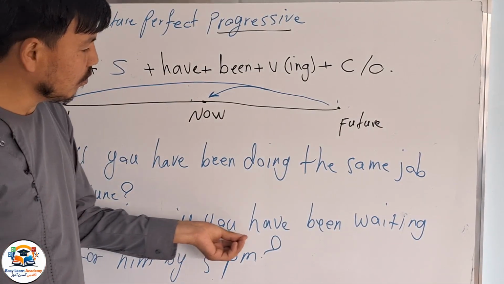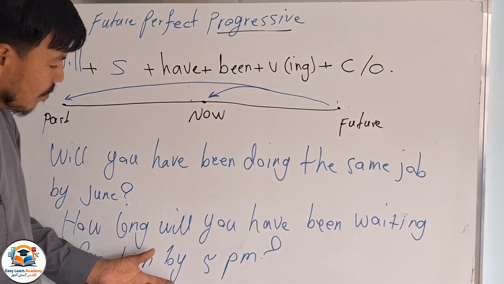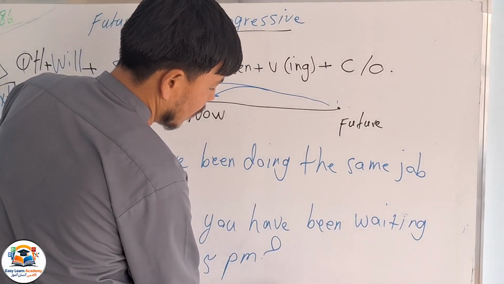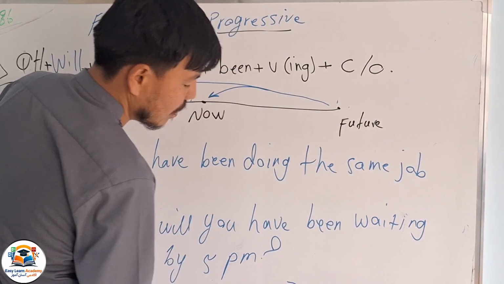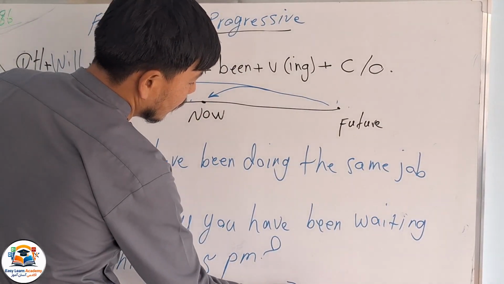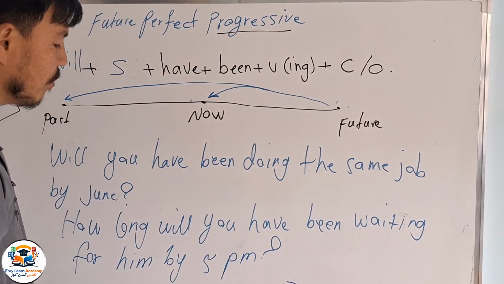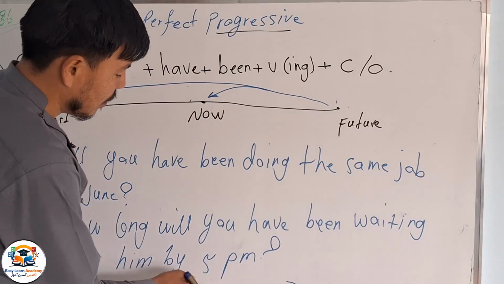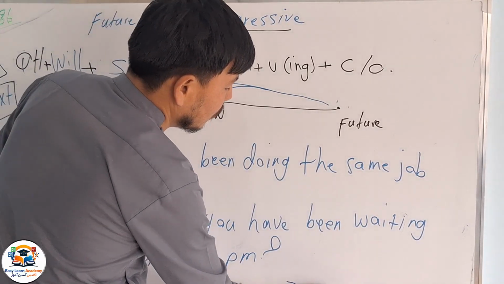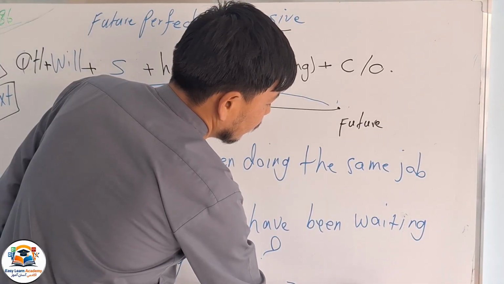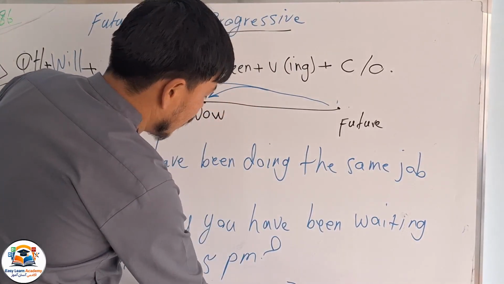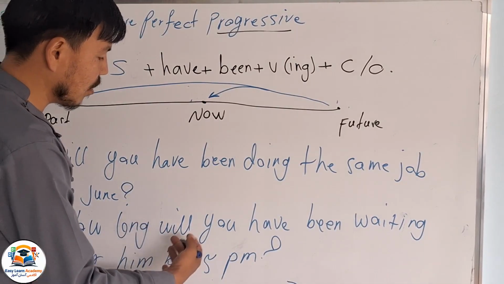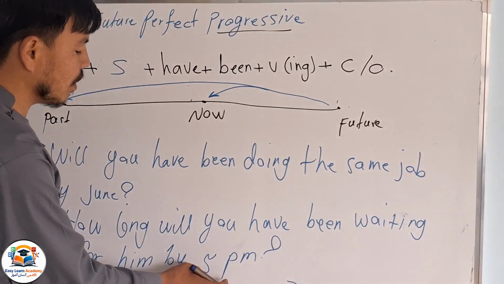How long will you have been waiting for him by 5 p.m.? Suppose you came at 3 p.m. So since 3 p.m. you have been waiting for someone and still the person hasn't come. So you will be waiting to 5 p.m. Okay, it means 2 more hours. So by that time, there is a question. If I ask you, how long will you have been waiting for him by 5 p.m.?